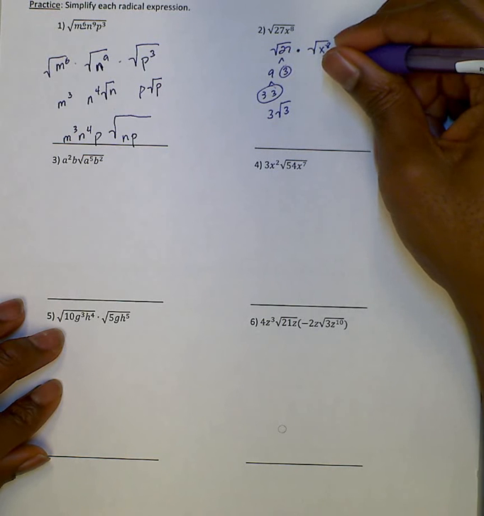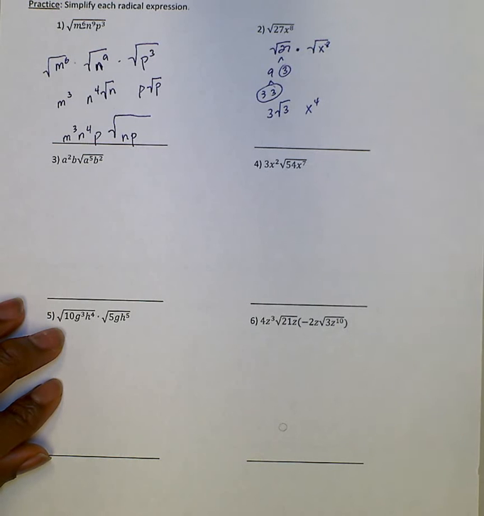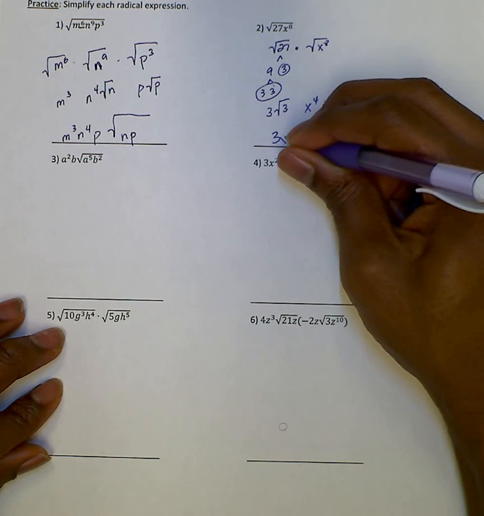Our x to the 8th we'll divide by 2, that gives us x to the 4th. Okay, and that's outside. And now again, outside times outside, so 3 is outside, x to the 4th is outside, and radical 3.